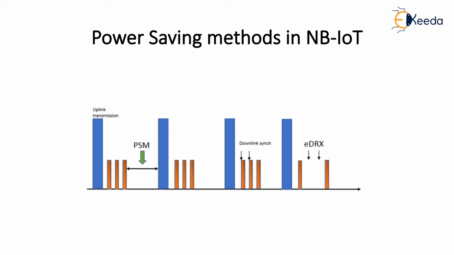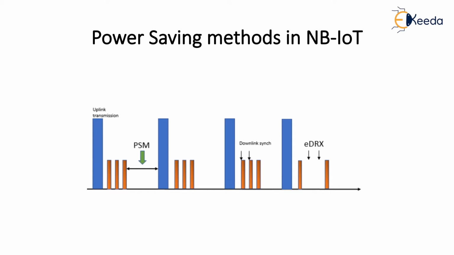So this requirement is fulfilled in NB-IoT by 2 technologies. One is power saving mode, that is PSM, and then extended discontinuous reception, that is eDRX. In power saving mode, the NB-IoT device is still registered but not available for downlink transmission in order to send more information. Extended discontinuous reception is a new technology that allows extended sleep durations and decreases unnecessary wake up for receiving downlink transmission.